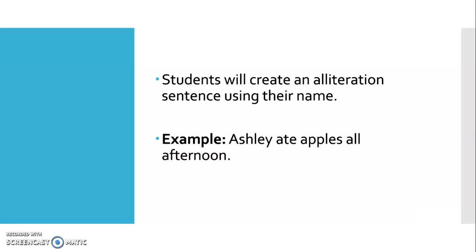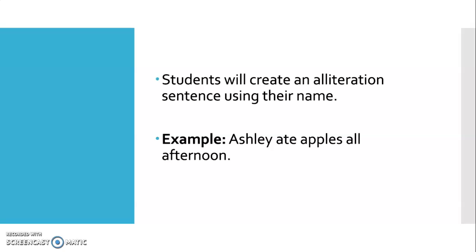Okay, now that you are done with that, we're moving on to our final evaluation. I am going to give you a piece of notebook paper and I want you to create your own alliteration sentence. You are going to create an alliteration sentence using your first name. I'm going to write the example on the board.